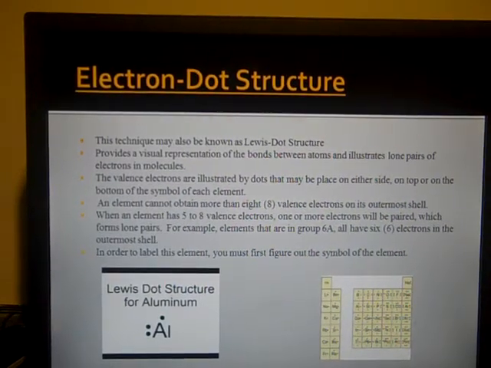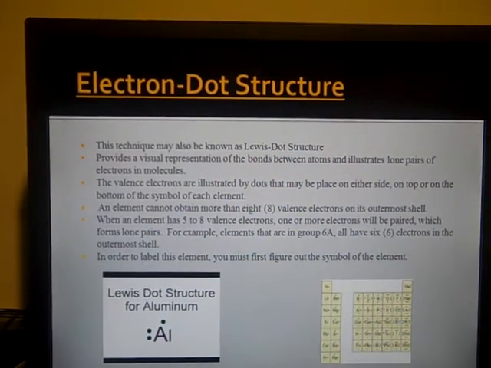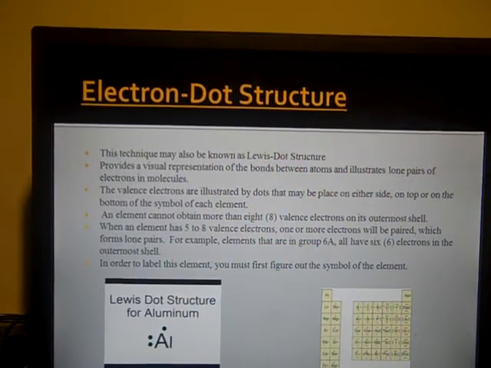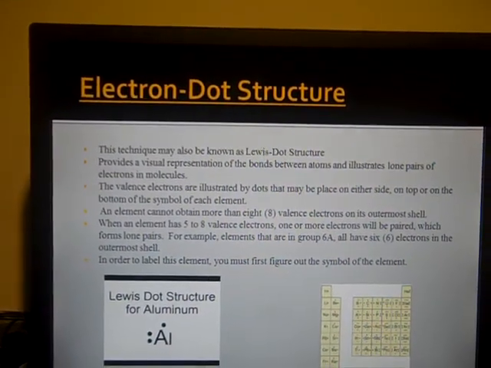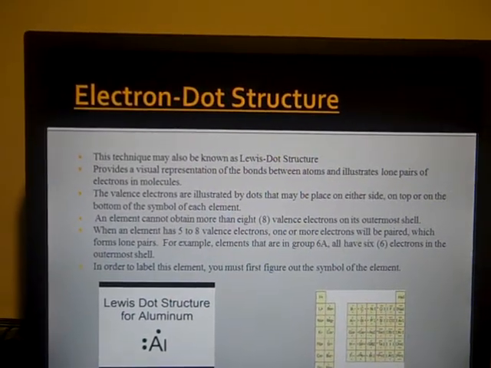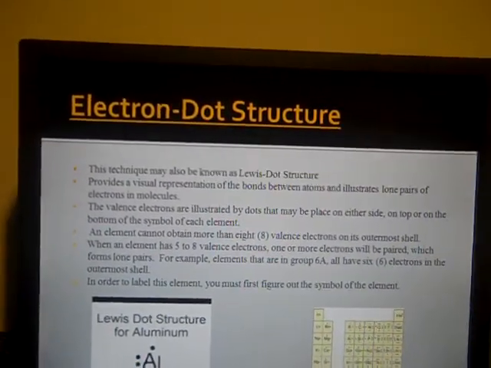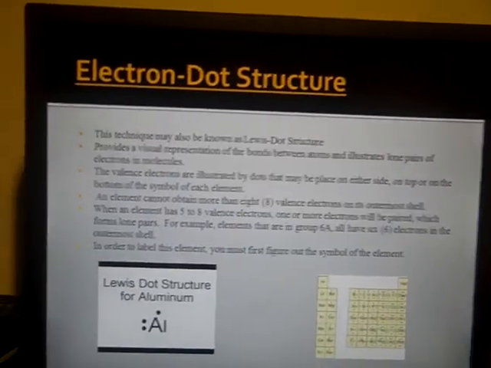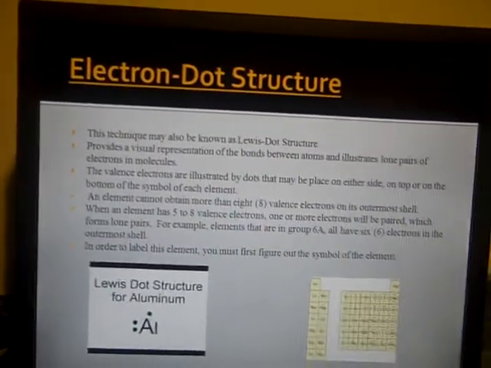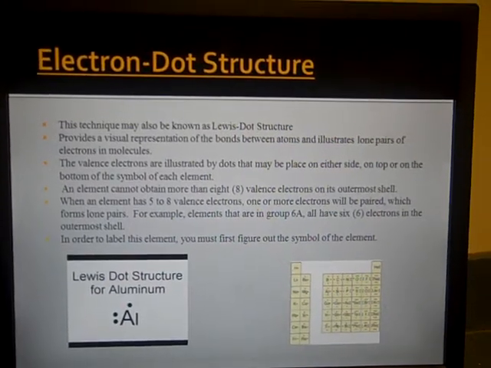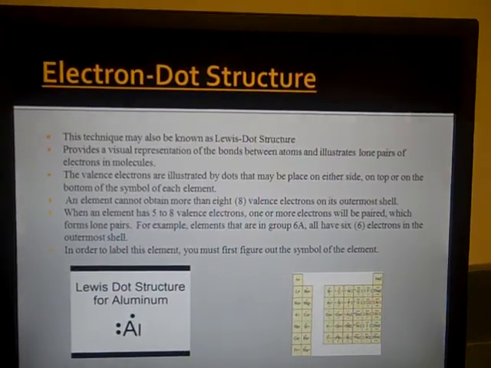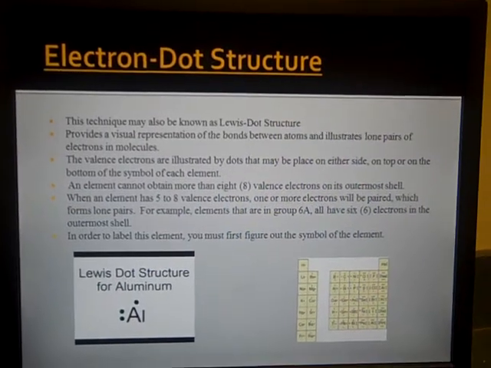An element cannot have more than 8 valence electrons in its outermost shell. When an element has 5 to 8 valence electrons, one or more of these will be paired. For example, an element that is in group 6A will have 6 valence electrons. In order to label the element, you must figure out the symbol of the element first.